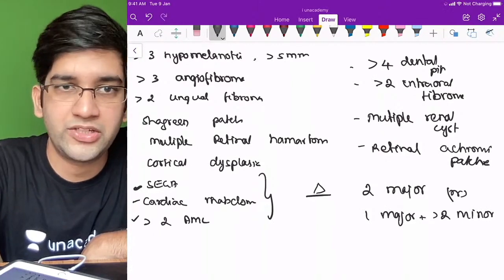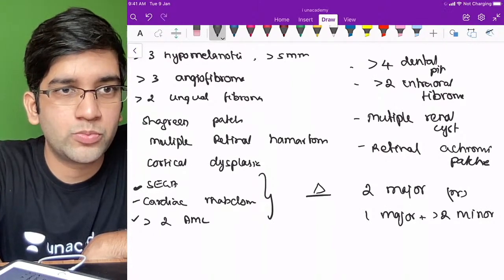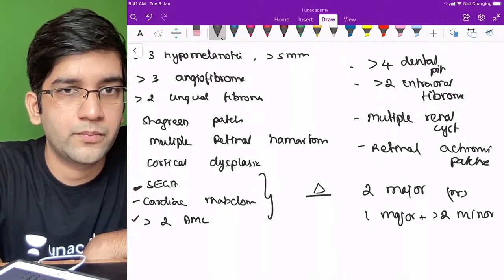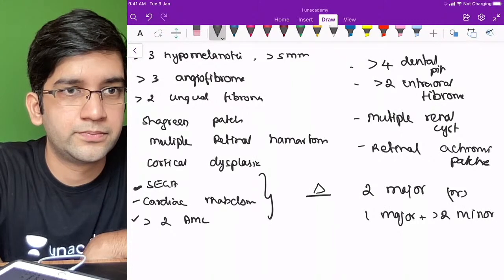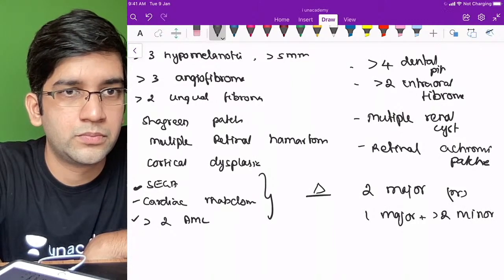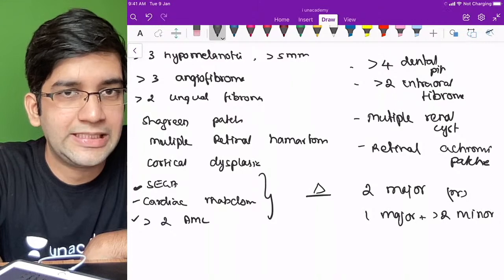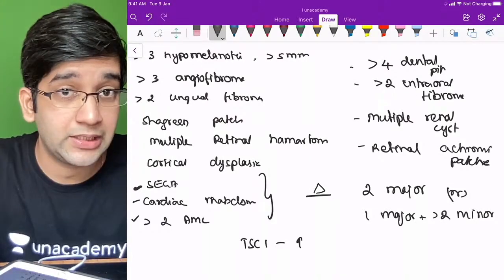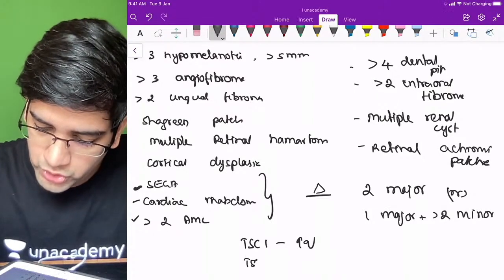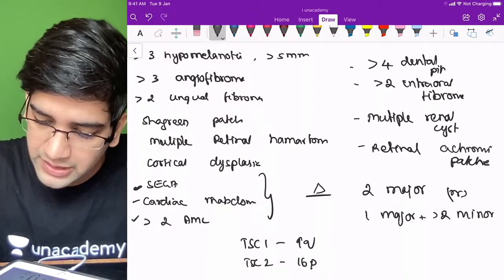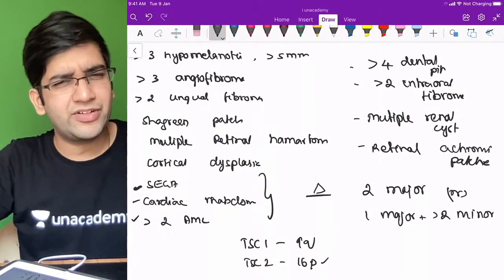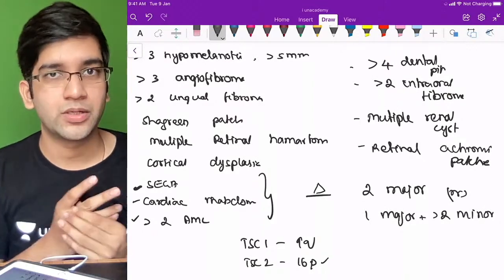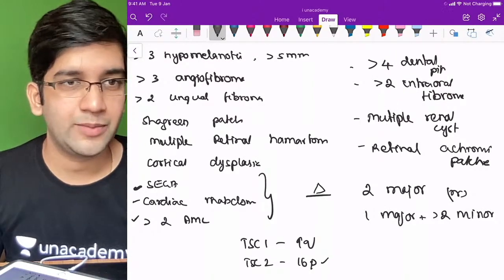There are 2 genes, TS1 and TS2. What is the chromosome number for TS1? Tuberous sclerosis 1 gene is seen where? And which chromosome? Tuberous sclerosis 1 is seen in chromosome 9. This was asked once, 9q. And tuberous sclerosis 2 gene is seen in chromosome 16p. TS2 was not asked, TS1 was asked. Definitely TS1 is more common. When it's a sporadic disease, TS2 is more common than TS1. In an inherited thing, TS1 is definitely more common than TS2.